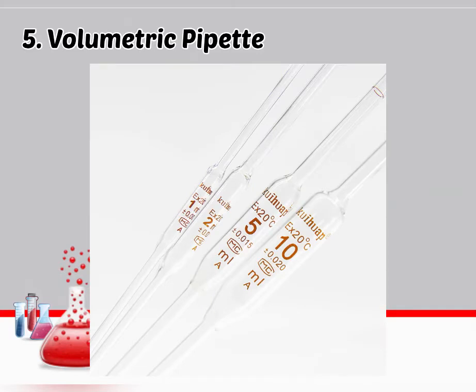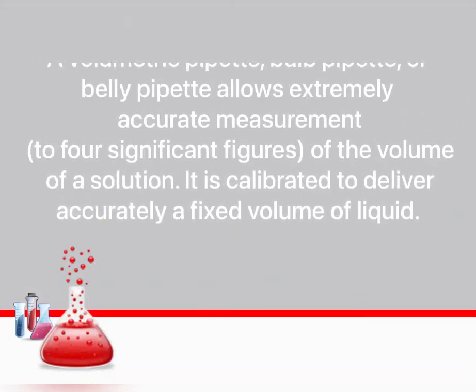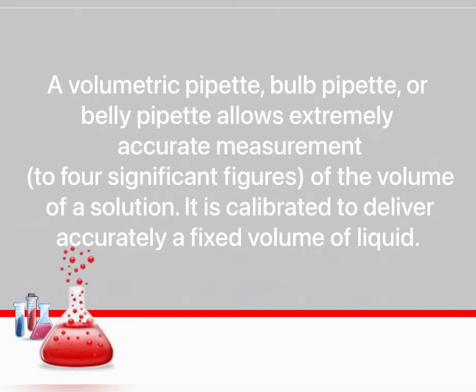And we also have a volumetric pipette. A volumetric pipette, bulb pipette, or belly pipette allows extremely accurate measurement, to 4 significant figures, of the volume of a solution. It is calibrated to deliver accurately a fixed volume of a liquid.